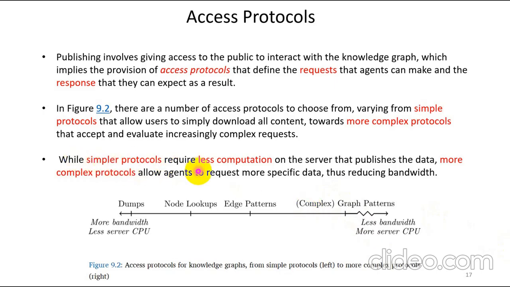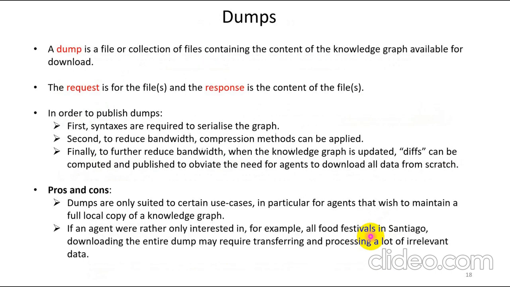While simple protocols require less computation on the server that publishes the data, more complex protocols allow agents to request more specific data, thus reducing bandwidth. Now, let's consider dumps protocol first. A dump is a file or collection of files containing the content of a knowledge graph available for download. The request in this case is for the files and the response is the content of the files.